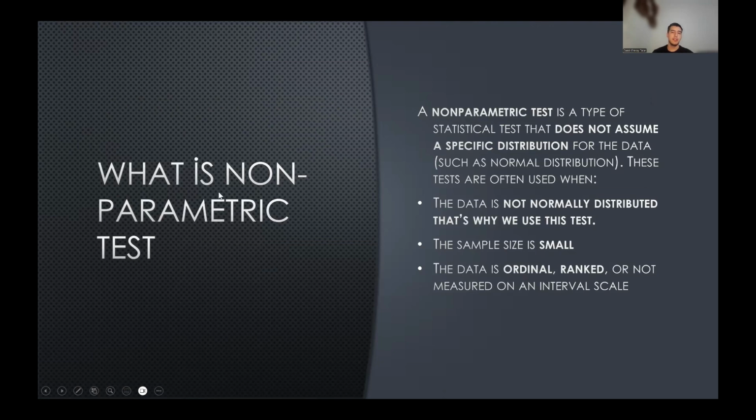What is a non-parametric test? A non-parametric test is a type of statistical test that does not assume a specific distribution for the data, such as normal distribution. These tests are often used when the data is not normally distributed. That's why we use this test. The sample is small. The data is ordinal, ranked, or not measured on an interval scale.